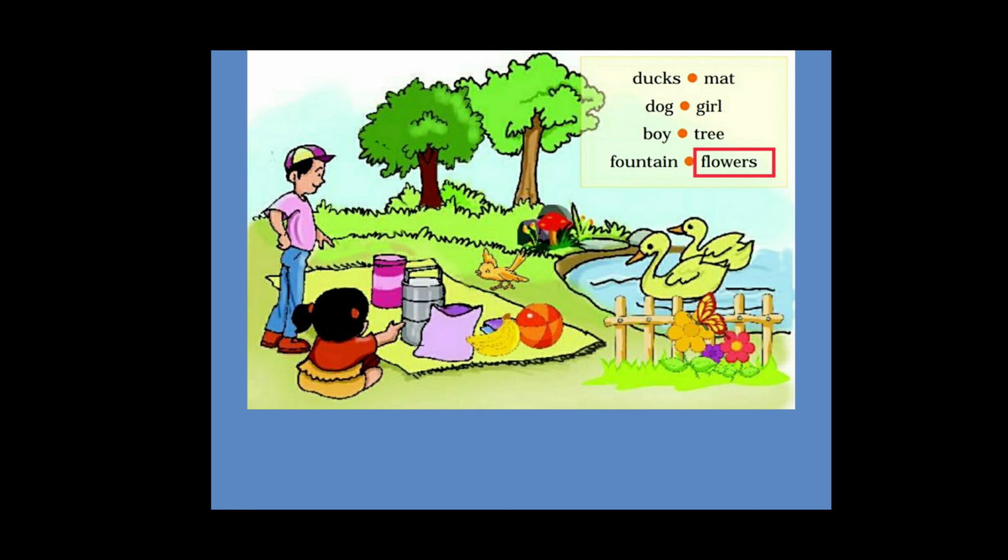Next word is flowers. We'll make a sentence with the word flowers. There are colorful flowers beside the pond. These flowers are beside this pond.